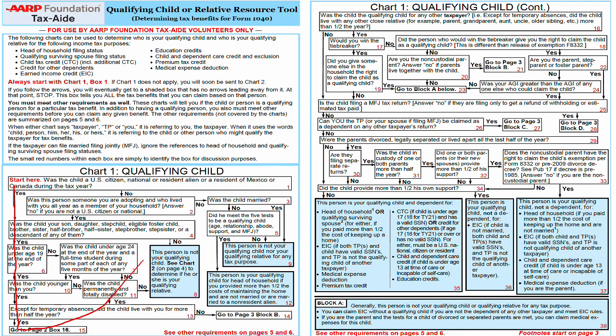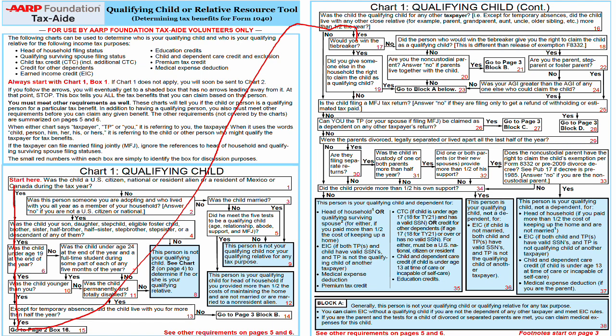Was the child the qualifying child of any other taxpayer? So it says, did the child live with any other close relative, for example, a parent, grandparent, uncle, more than half the year? The answer to that is yes. She also lived with a grandmother for half the year. Would you win the tiebreaker? What is a tiebreaker?